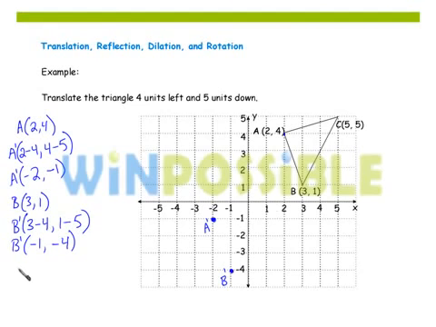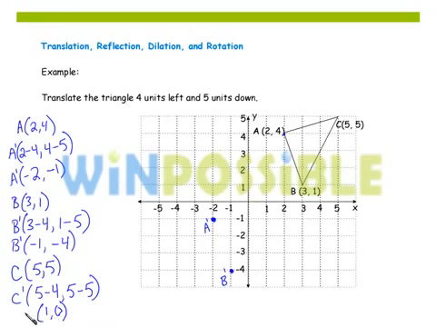Let's check that with the other method. So C prime is going to be 5 minus 4 and 5 minus 5, or (1, 0), which we got just by counting. So here's C prime, and connecting the dots gives me the image of this triangle after the translation, 4 units left and 5 units down.